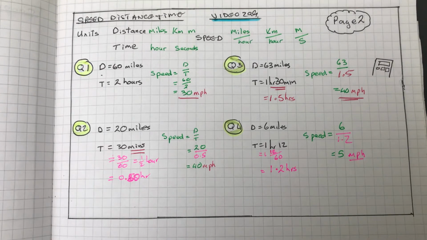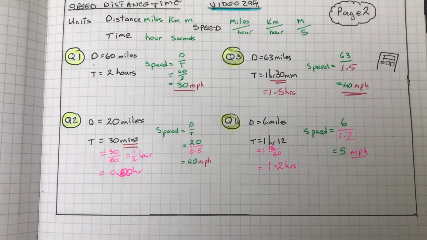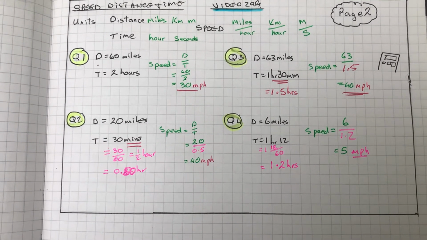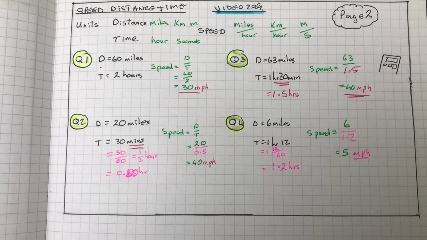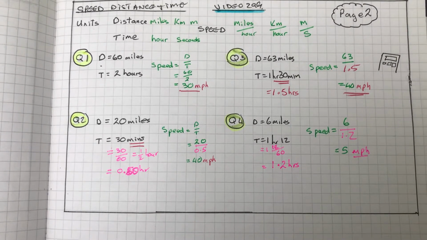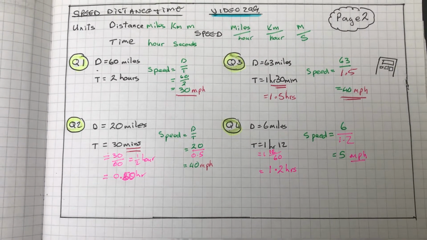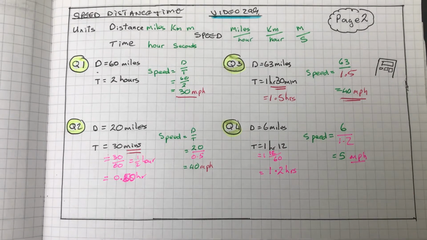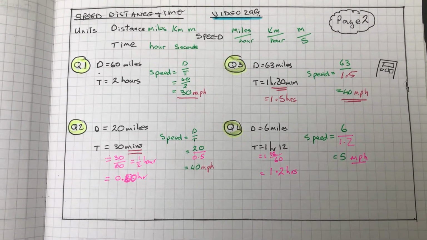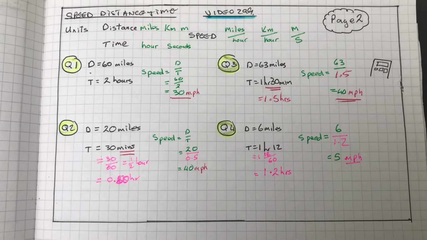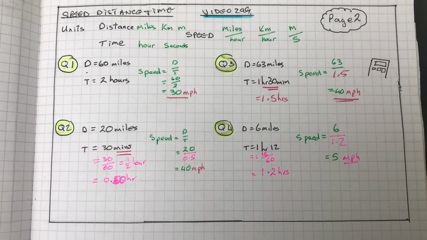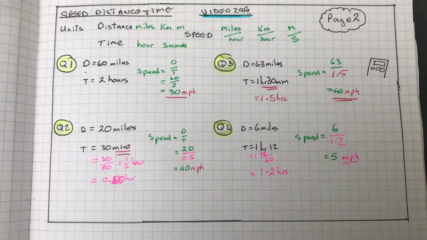So let's look at question 1. 60 miles travelled in 2 hours. Find the speed. Well, if the distance is miles, the time is hours, everything is okay. Speed is distance divided by time, 60 divided by 2, so the answer will be 30 miles per hour. So question 1A, simple. Put that down as your modelling and complete the rest of the exercise.